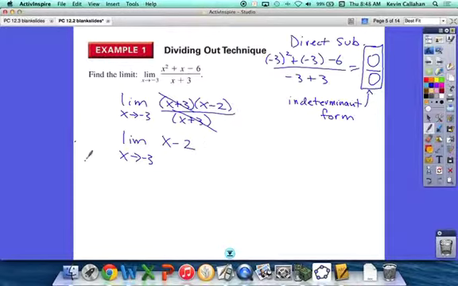Now try direct substitution again. What do you get if you try direct substitution here? -3 minus 2 is -5. So actually, we can do it now. You start with direct substitution. You got an indeterminate form. So you factored the numerator and denominator. You divided out the common factor. And then you do direct substitution again. This is -3 minus 2 equals -5.